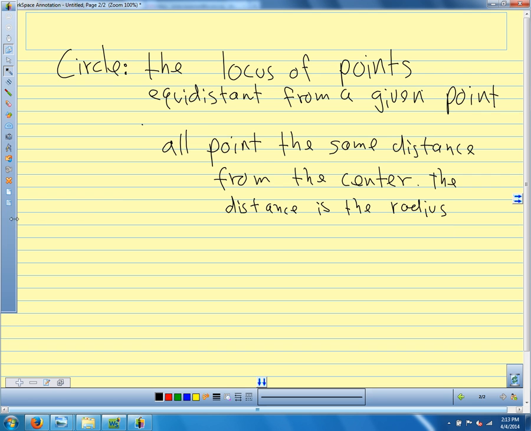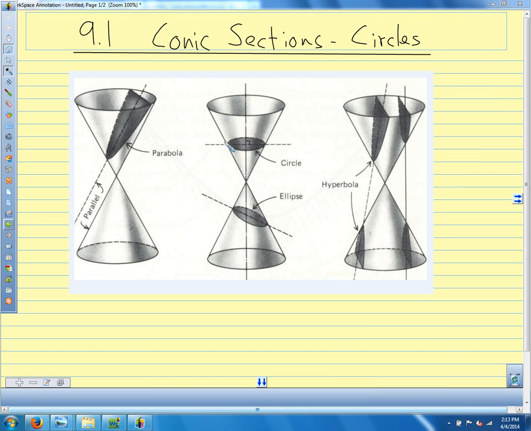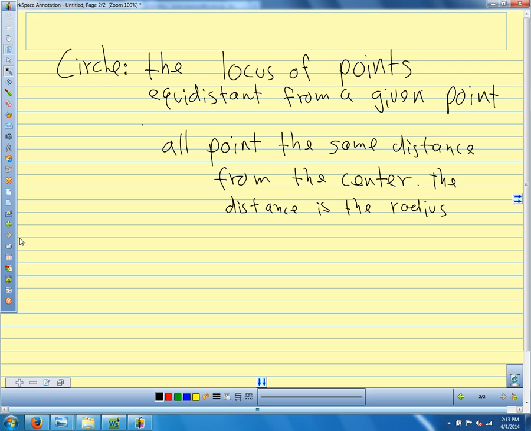And if we go back to this picture, our circle is on the cone. The center of the circle is the axis of the cone, and the distance is the distance from the axis of the cone to the cone itself at that particular location. So that's what we're talking about. When we're dealing with circles, when we're dealing with conic sections, this idea of distance comes up a lot. So let's remember what the distance formula is.